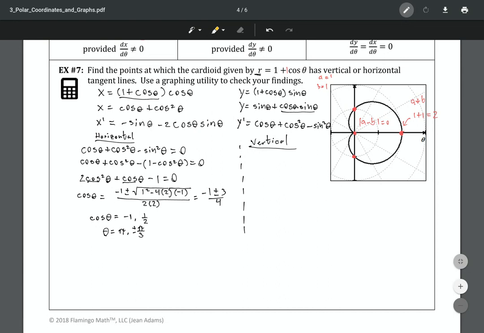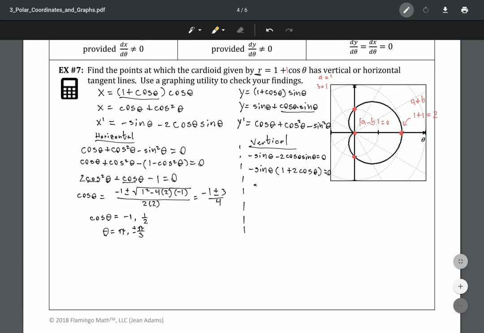Okay. So I'm going to set my derivative with respect to theta, so of x, equal to 0. And this one's a little bit easier. I could factor out a sine, or in this case, I'm going to choose to factor out a negative sine. And that's going to leave me with 1 plus 2 cosine theta is equal to 0.